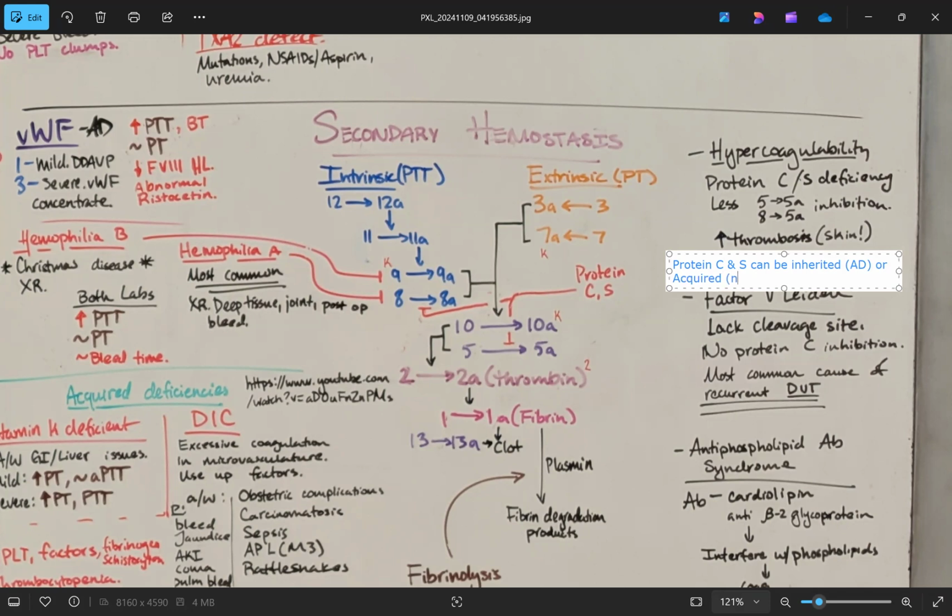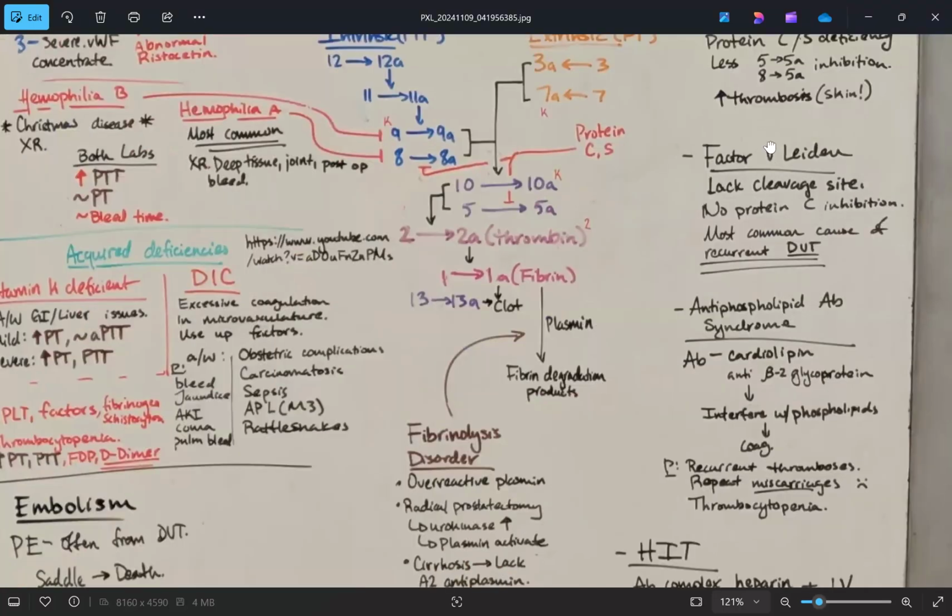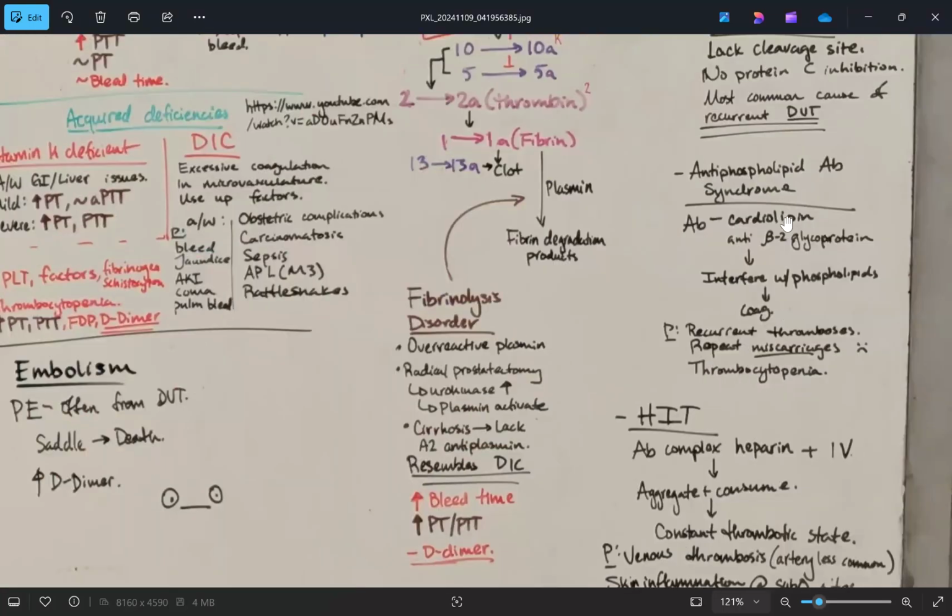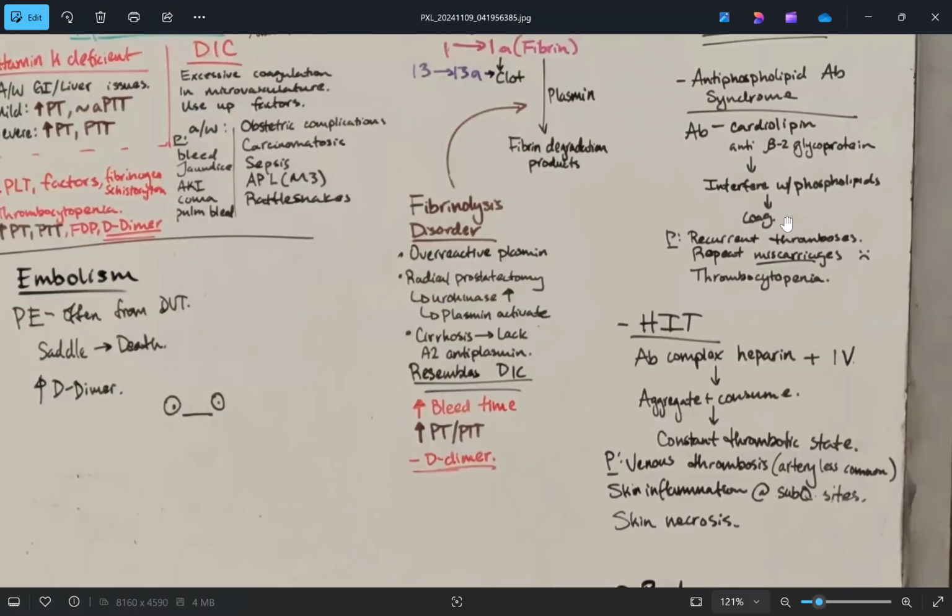Next, you have your antiphospholipid antibody syndrome. You have antibodies against cardiolipin, anti-beta-2 glycoproteins. Generally, these will interfere with your phospholipids, and that will lead to more coagulation. I'm not sure of the exact mechanism. You will present with recurrent thromboses. Repeat miscarriages is big for this. So if you have repeat miscarriages, you'll think of antiphospholipid antibody syndrome, as well as thrombocytopenia.